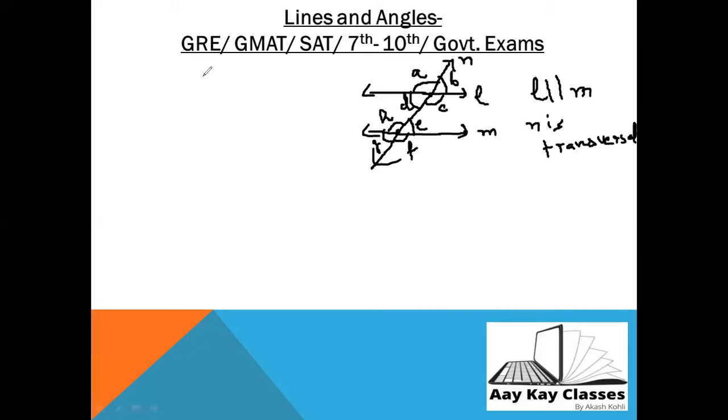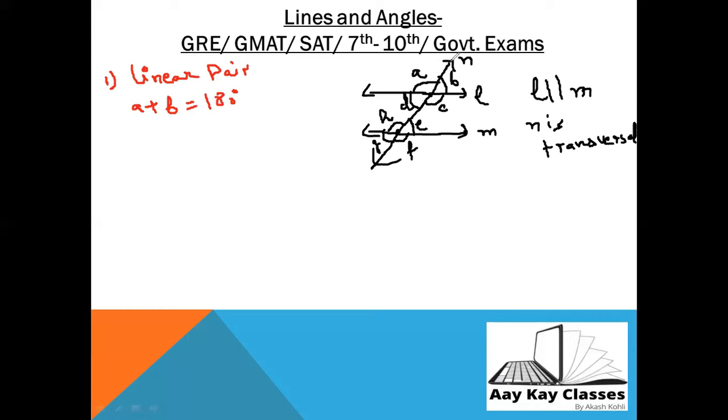So now I'm going to tell you about the different pairs of angles. The first one is a linear pair. Linear means straight, right? So this is like this, a linear pair. So this is A plus B equal to 180 degrees. This is what a linear pair is.